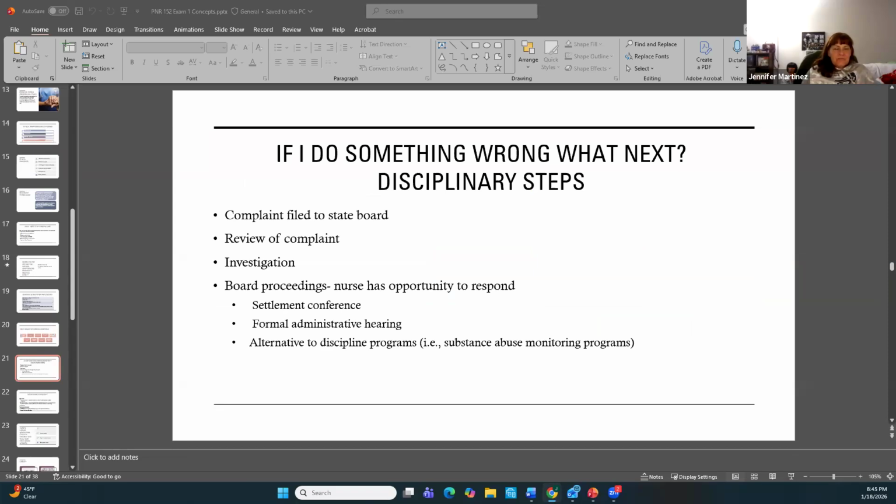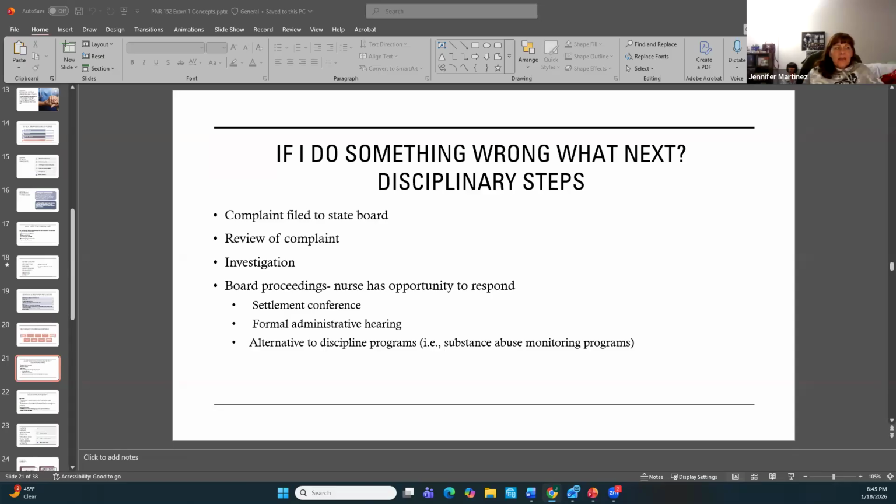The complaint would be filed to the state board, okay? And then the state board is going to determine if the behavior was unsafe, incompetent, unethical. Were there any alcohol, medications, illicit substances that affected the nurse's physical or mental condition? Was there a violation of the Nurse Practice Act or another law? Okay. And then once they do that, they will do the review of the complaint.